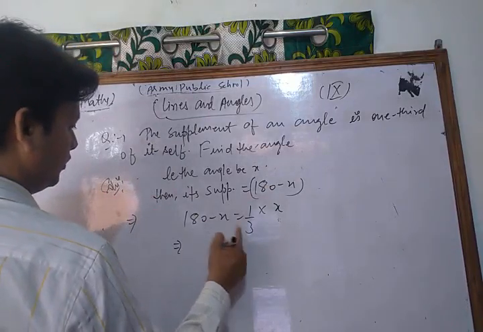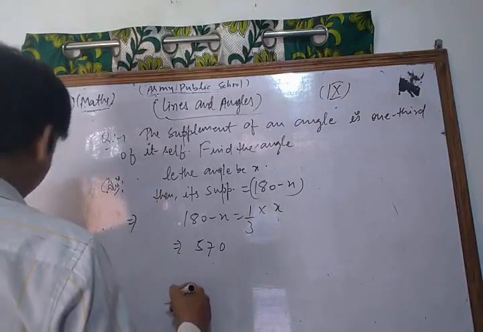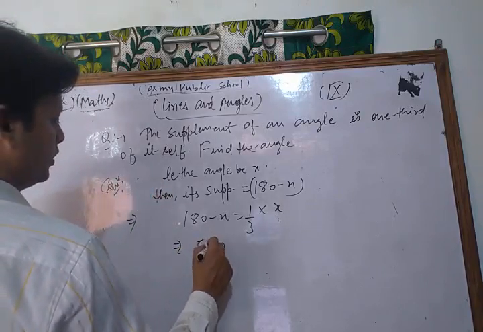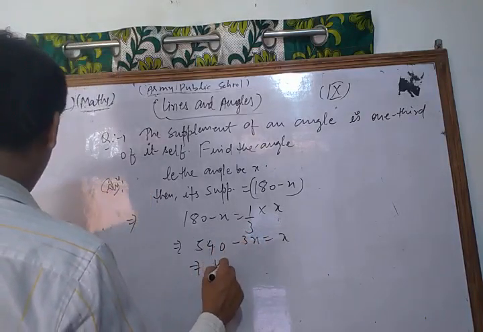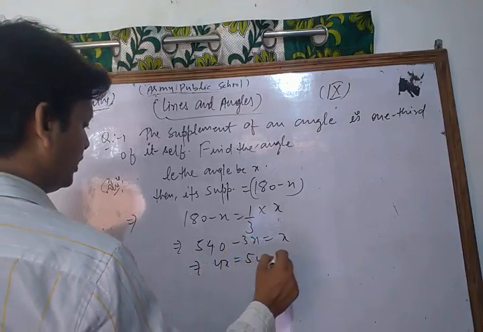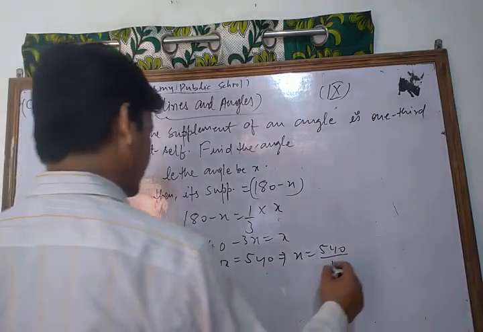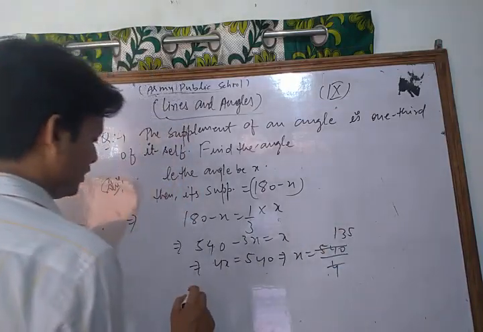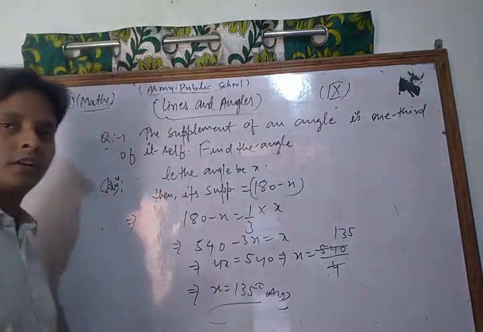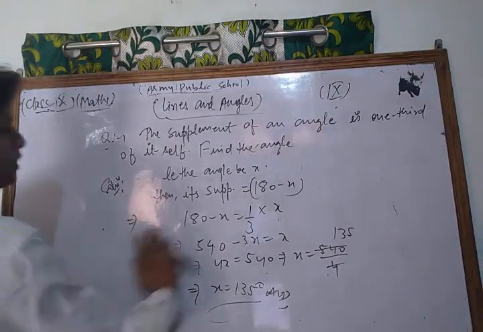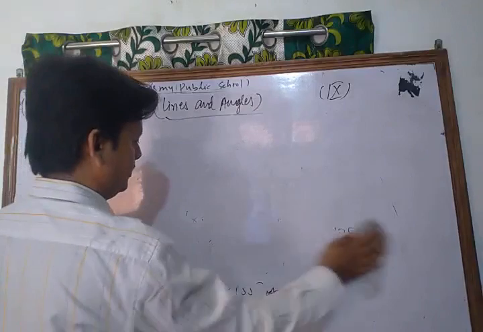So we do cross multiplication. This is 540 minus 3x is equal to x. So we get 4x is equal to 540. So x is equal to 540 upon 4, which is 135. Thus the required angle is 135. This is the required solution. Now we take and solve some other important question based on that chapter.